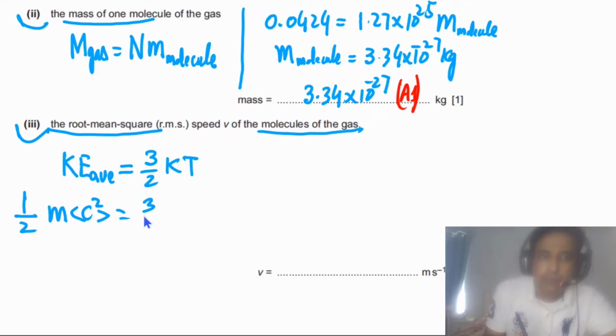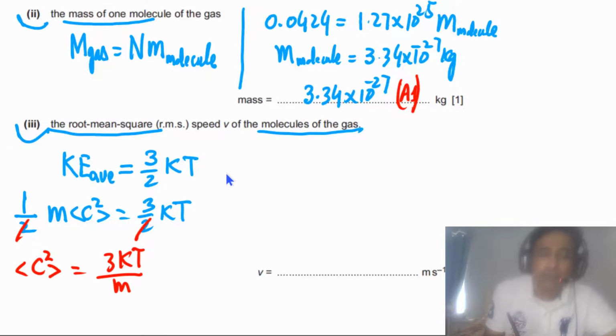This is equal to 3 by 2 kT. So we can simply cancel this 2 with this. We need to calculate mean square speed, so we can write here: this one is the mean square speed, so this will be equal to 3kT divided by m.